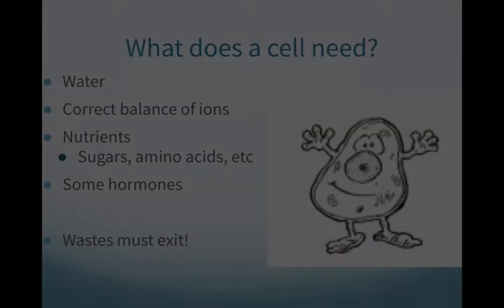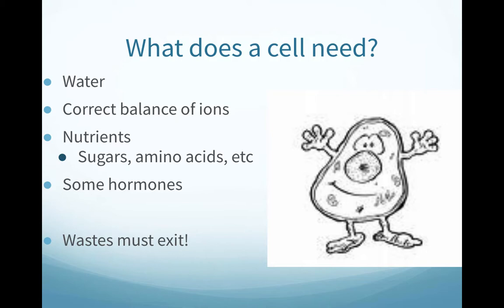So to start off with, a few things that a cell needs. Why does cellular transport have to actually happen? It is because cells need to take in water and sometimes have water leave them. They need to maintain the correct balance of ions, which also includes water balance, nutrients to come in, sugars and amino acids and all those good things that you eat have to then get into your cells, and some hormones need to get in and out of your cell depending on what that cell needs and is making, and waste must exit the cell. So think of a whole human.